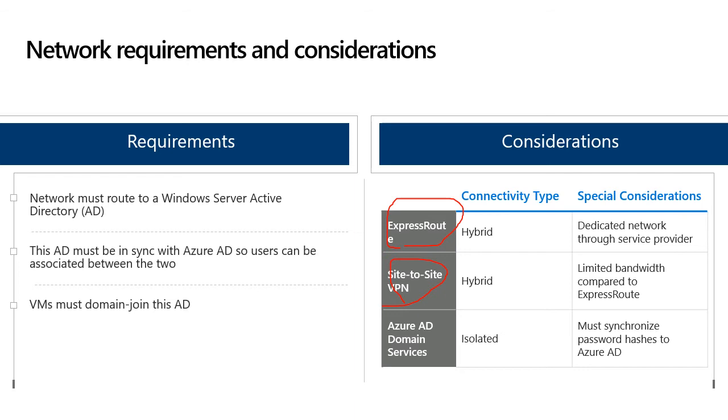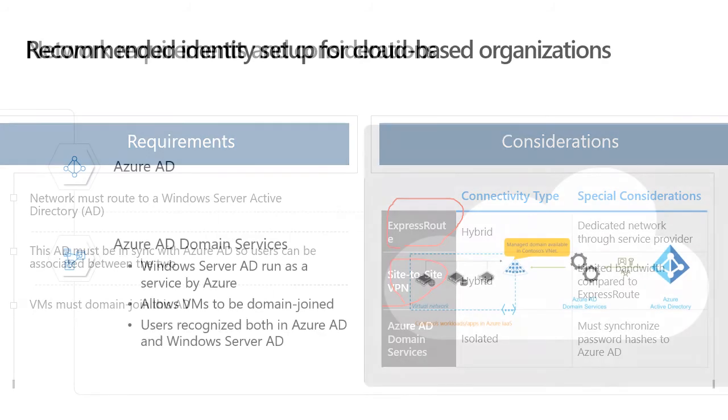So one of the requirements on the left side is that we need to consider that the network must route to a Windows Server Active Directory. Now, you can't get rid of your Active Directory on-prem because that is still where users will authenticate. This AD must sync with Azure AD so users can be associated between the two, because the PC that the users are actually using needs to be authenticated or joined with Active Directory on-prem, and the desktop that you are remoting into as the user is being served out of Azure. So therefore, your Active Directory on Azure and Active Directory on-premises should be synchronizing.